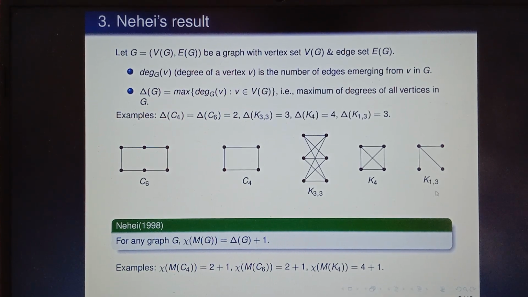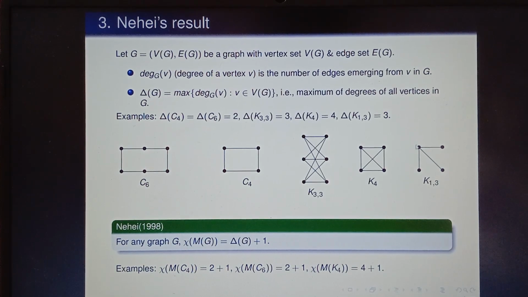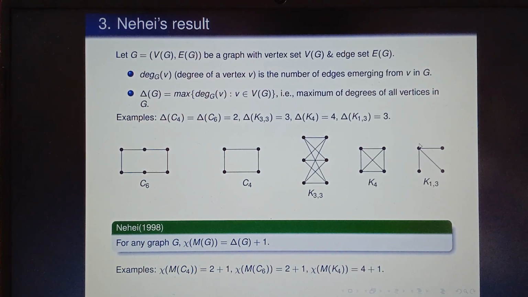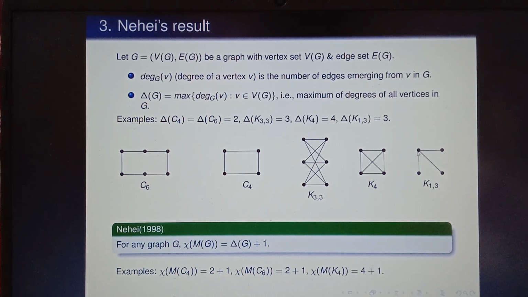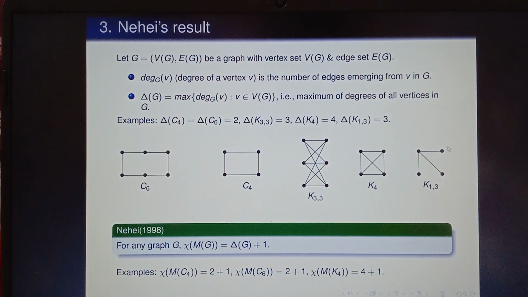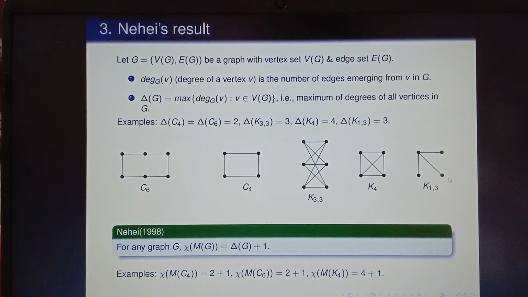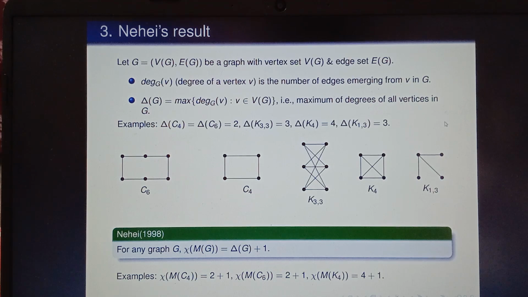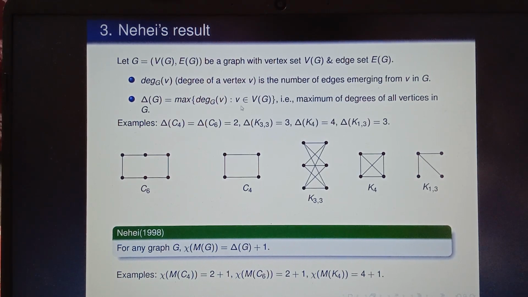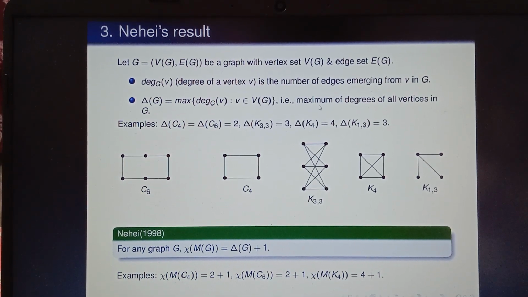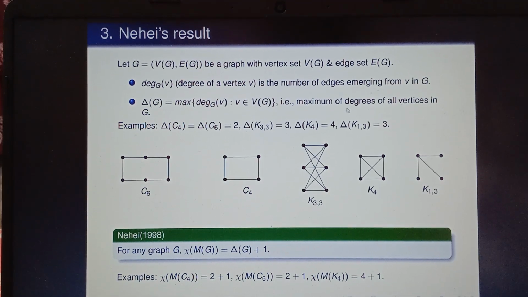If I pick the graph K13 and I select the topmost left node, then we can see that the degree of this vertex is 3, but the degree of the rest of the vertices is 1. So the degree of a vertex is the number of edges emerging from the vertex v in the graph G. Next, delta of G denotes the maximum of deg of v, where v belongs to the vertex set. That is the maximum of degrees of all the vertices in the graph G.